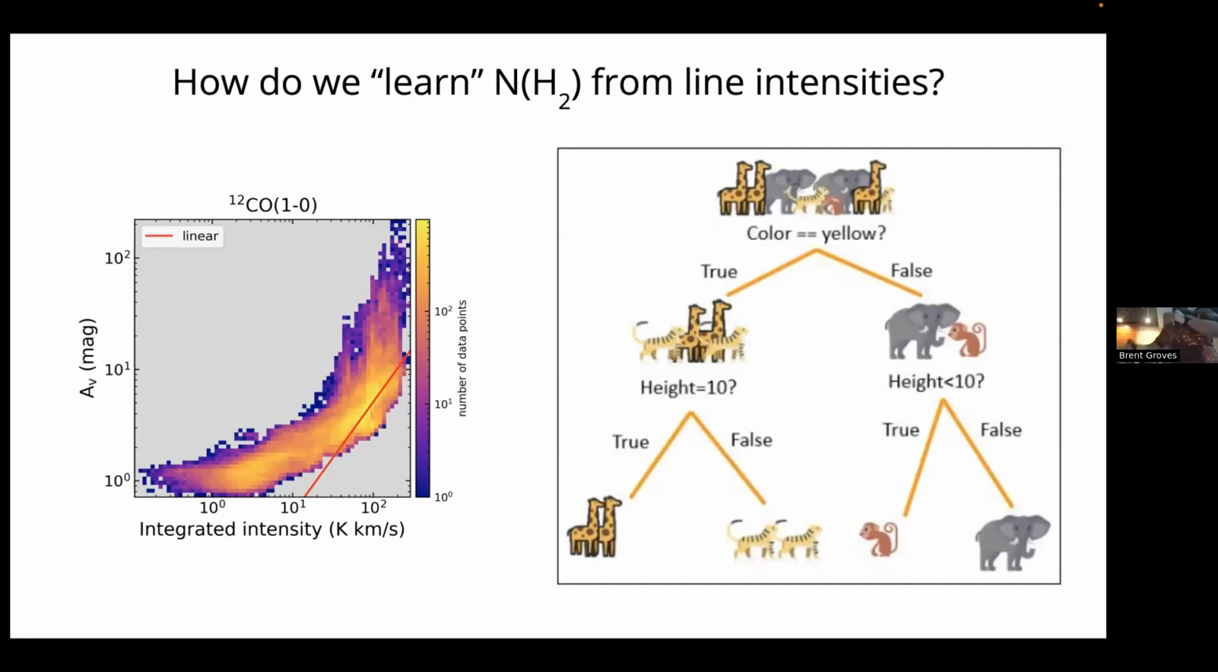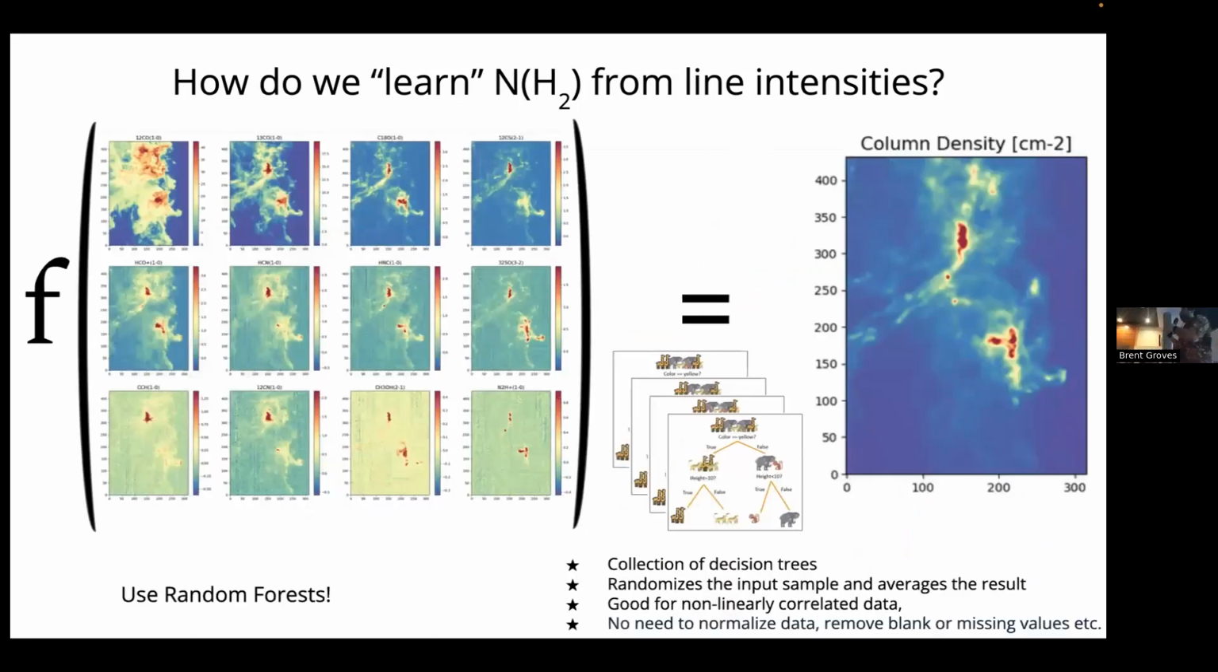So the model that we have learns this distribution based on the training data we give it, and it maps out the column density. But wait, this is a big data set. There is a problem of overfitting, other problems. So what we use is instead a random forest, which is a collection of these decision trees.